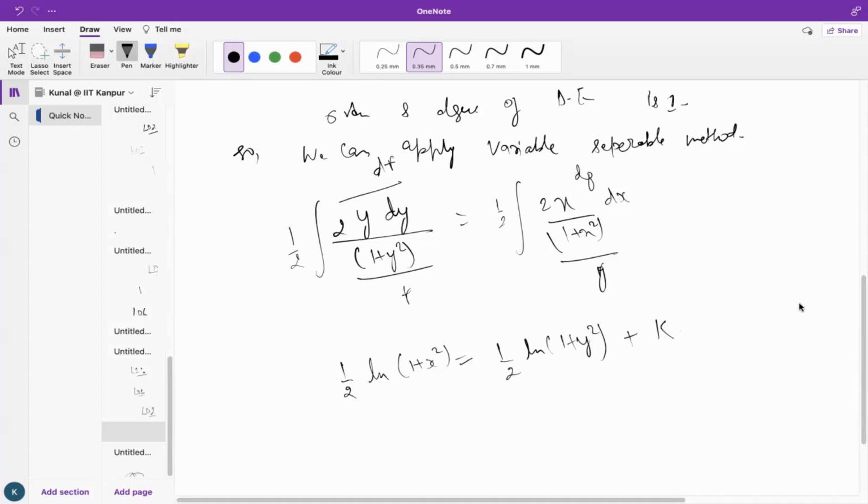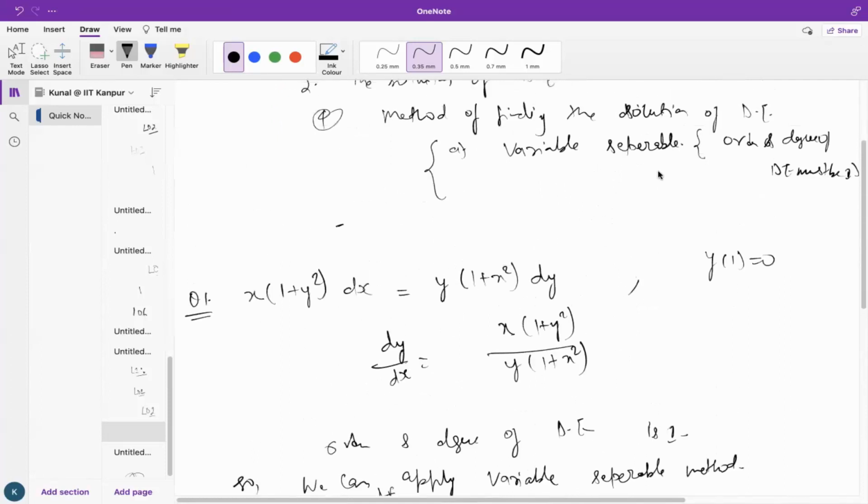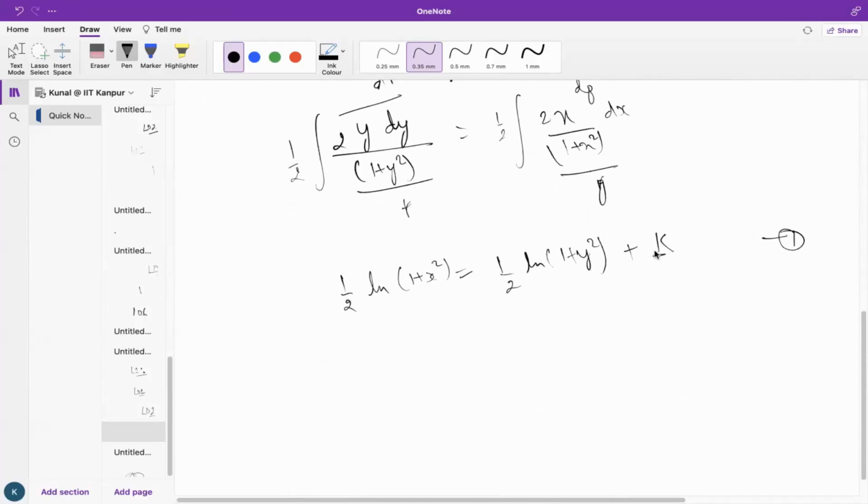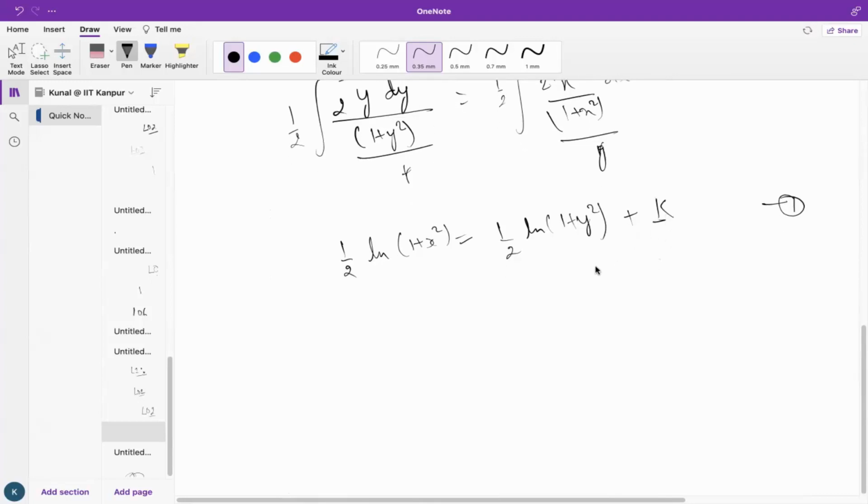And now we have to find the value of the constant, because we have to find the particular solution now. There is a value given, which is y(1) is equal to 0. So we can determine the k value from here. Let's try to find the value. Here it is given that when x is equal to 1, y is equal to 0.